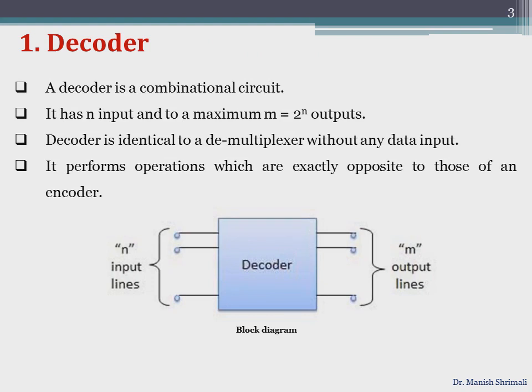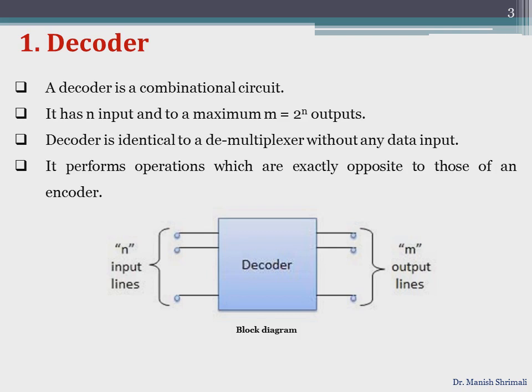Combinational circuit means the output depends only on the present inputs, unlike sequential circuits in which the output was dependent on the current outputs as well as on the past outputs also. So it is a combinational circuit, and it has n inputs, and a maximum of m equal to 2 raised to n outputs. It is identical to a demultiplexer without any data input. It performs operations which are exactly opposite to those of an encoder.